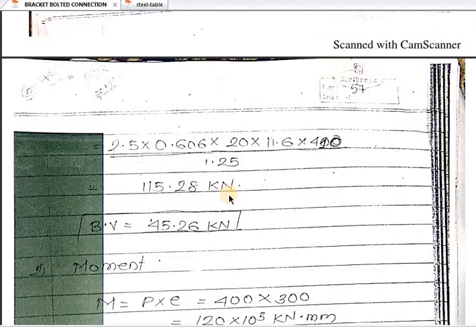So out of this shearing and bearing, which value is the minimum, and which we assume as the bolt value? The minimum value is the bolt value. So the shearing value is the minimum value, therefore we are assuming the bolt value as 45.26. Okay? So BV is nothing but the bolt value, 45.26 kilonewtons.